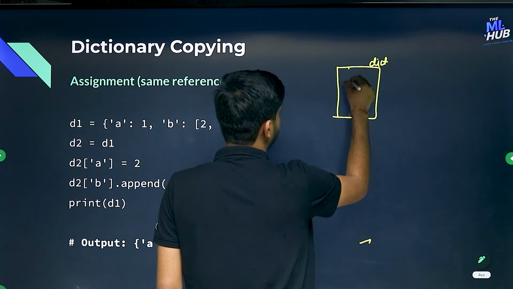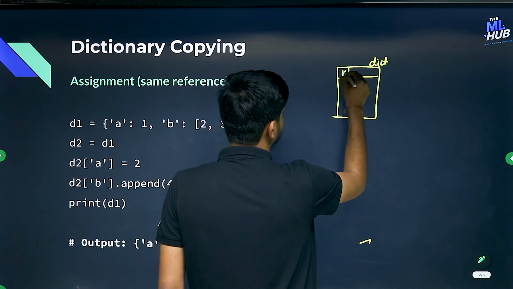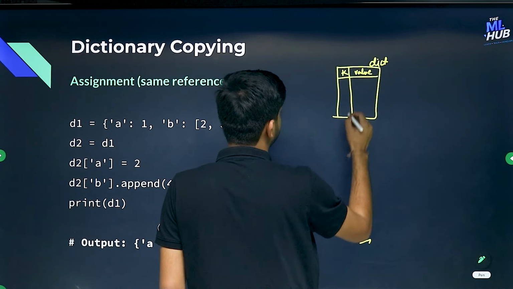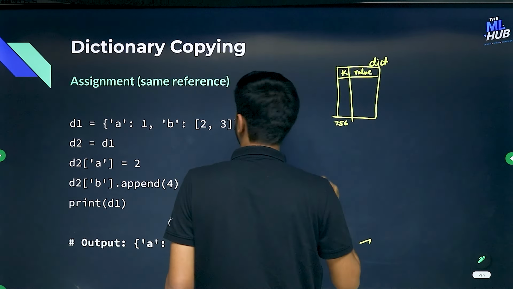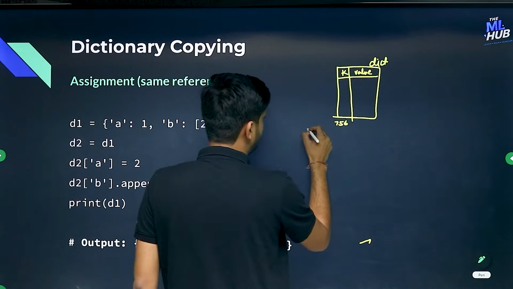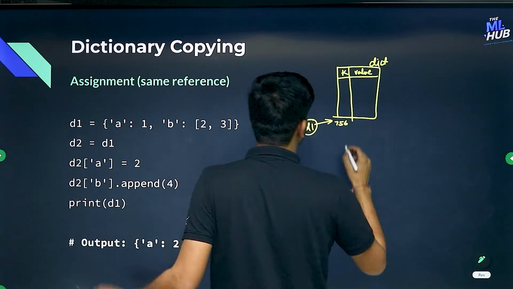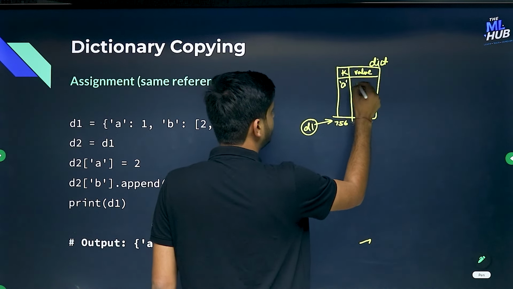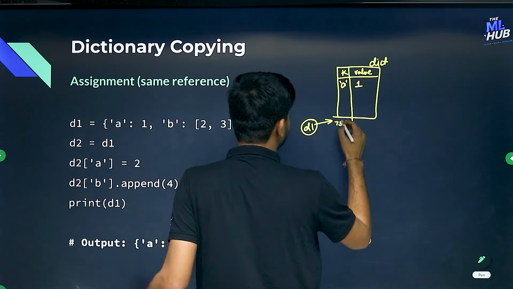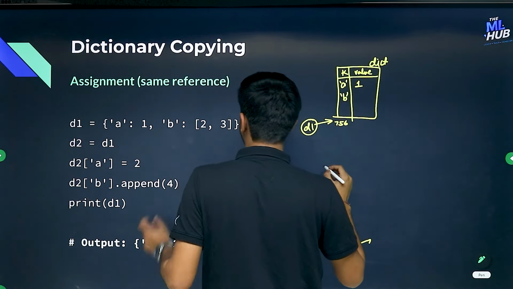So it will have key and a value, key and value, like this. Let's say it is at memory location 756, and the D1 variable is pointing here. Now we have A:1, so for the key A, we have value as 1. And for the key B, we have value as 2, 3.